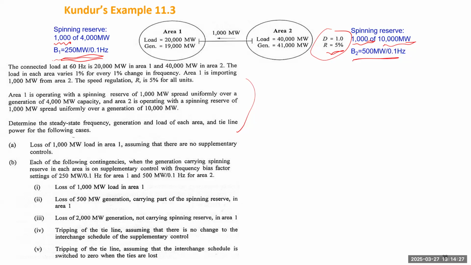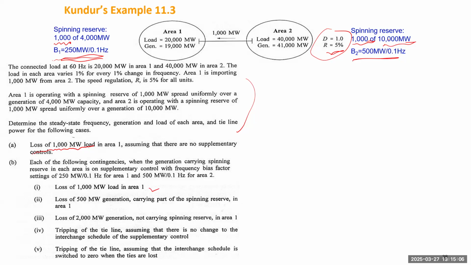The first one is if we lose 1,000 megawatt load in area 1, assume there's no AGC. So the first one will be simply based on the frequency droop control of the generator to mitigate this load change. The frequency will not go back to the original value, will not be 60 Hertz. Starting from the second problem, we'll consider there's AGC by using the B1 and B2. For instance, we'll study the loss of the same load in area 1, but with AGC available.